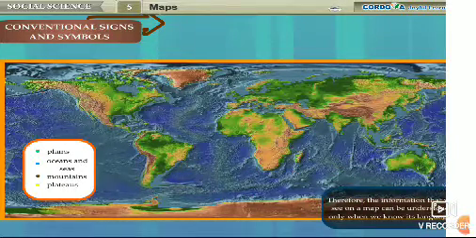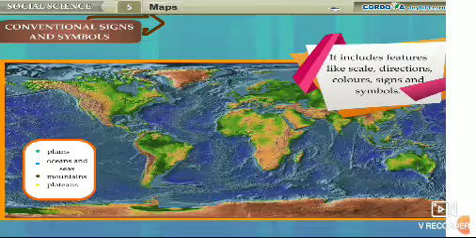Therefore, the information that we see on a map can be understood only when we know its language. It includes features like scale, directions, colors, signs, and symbols.